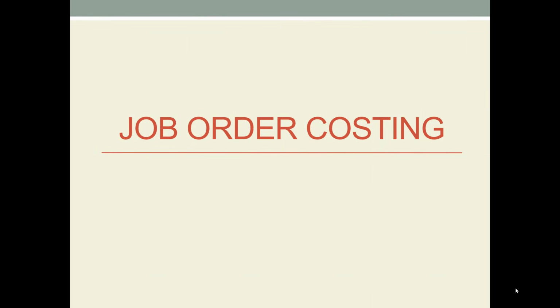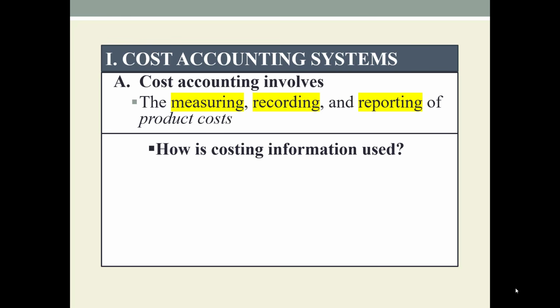As we begin our coverage of inventory costing for a manufacturer, we'll start here with job order costing. We will be studying cost accounting systems, and these are used to measure, record, and report product costs. So our emphasis will be on how we record direct material, direct labor, and manufacturing overhead for the manufacturing company.